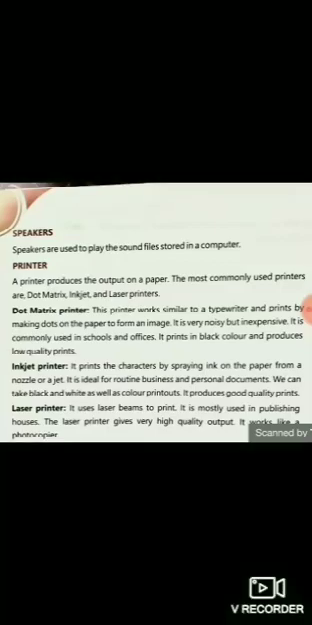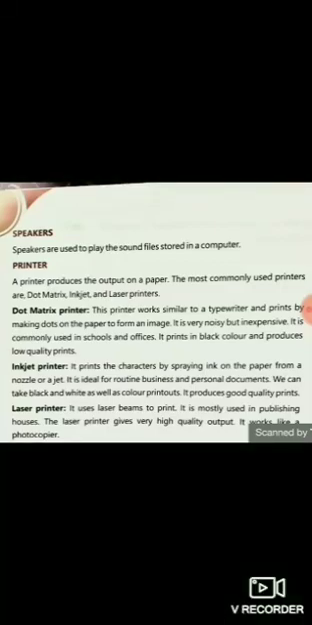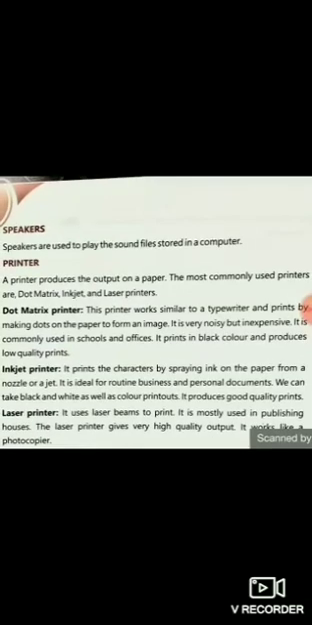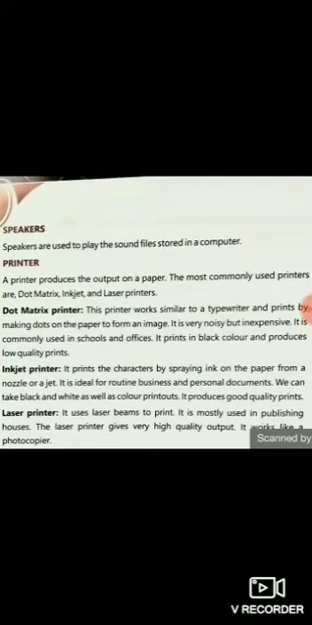The next printer is inkjet printer. It prints the characters by spraying ink on the paper from a nozzle or a jet. It is ideal for routine business and personal documents. We can take black and white as well as color printouts. It means through inkjet printer we can take both black and white and also color printouts. It produces good quality prints. It means as compared to dot matrix printer, they produce good quality.